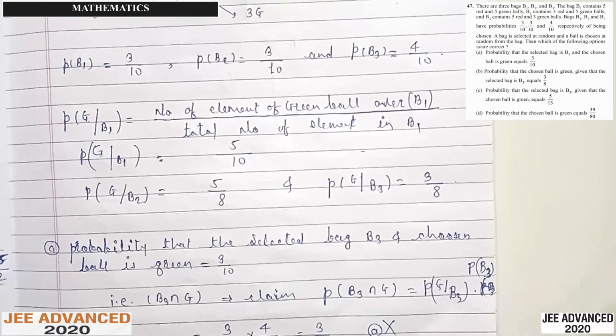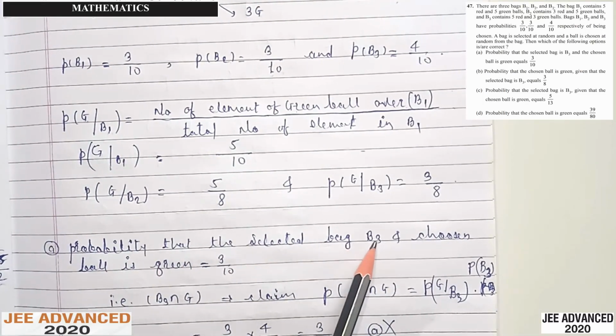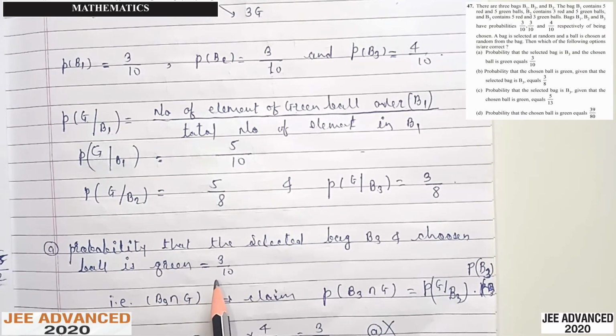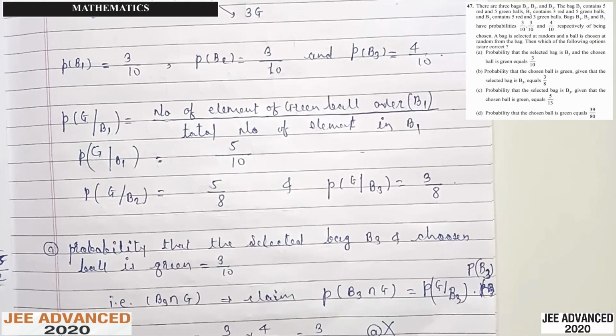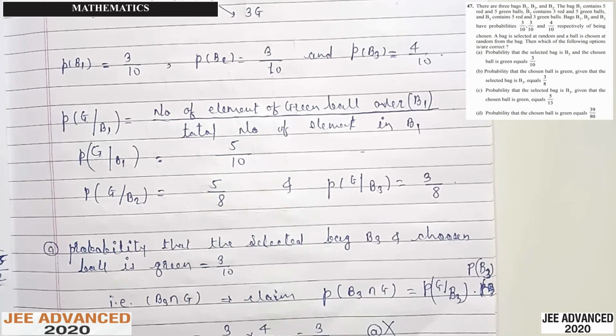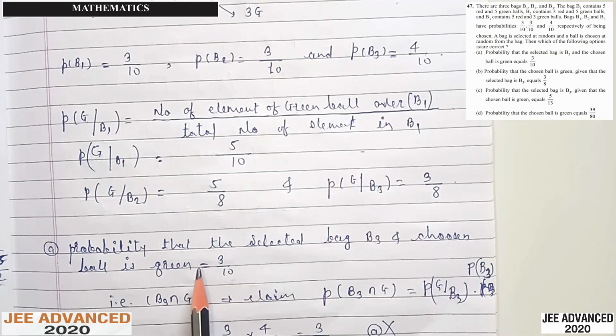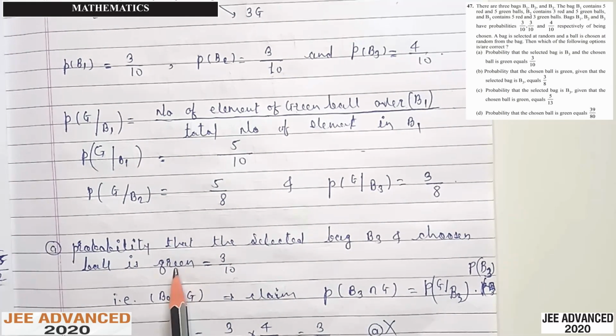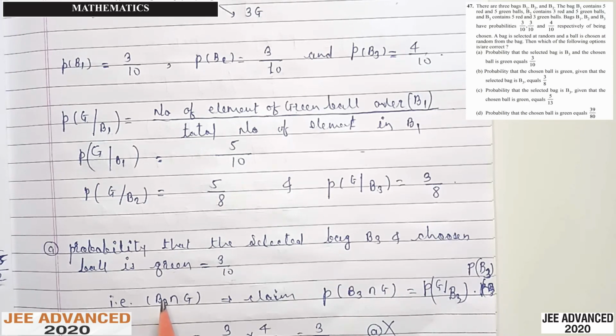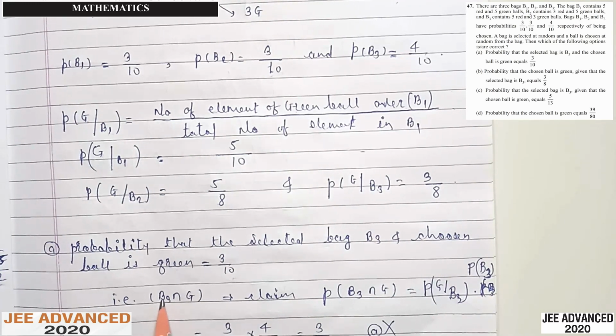Now let's find out the first option. What is given in our first option? It says the probability that the selected bag is B3 and the chosen ball is green is 3 by 10. So we select bag B3 first and choose a green ball. We want the probability between the green ball and bag B3, which is given as 3 by 10. For the probability of the chosen bag and the green ball together, we write their intersection, B3 intersection G.